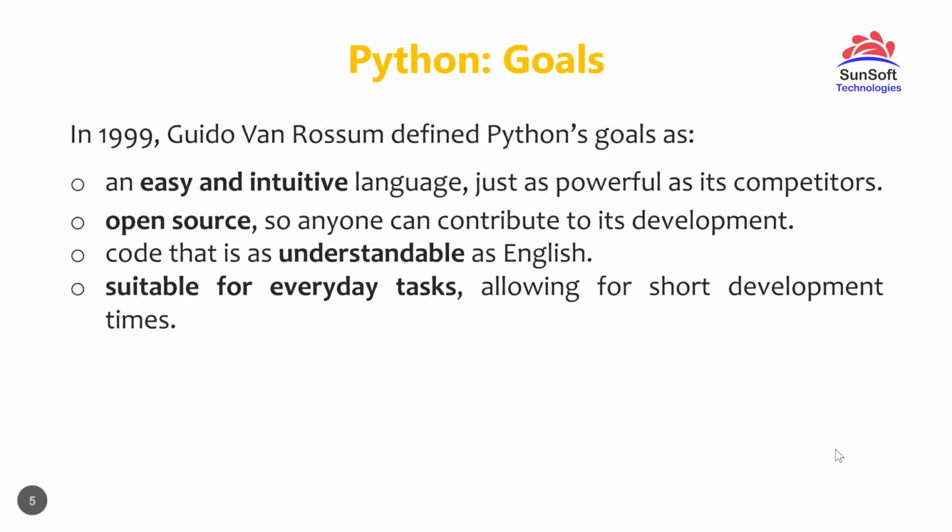The goals set up by Guido van Rossum for Python were that it should be an easy and intuitive language, but at the same time it should be as powerful as its competitors. It should be open source, so that anyone can contribute to the development. Code that is as understandable as English, that's why the indentation is there. Suitable for everyday tasks, allowing for short development times.